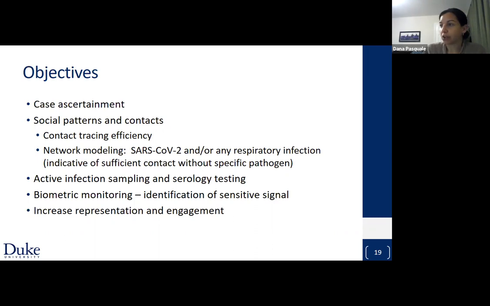In addition to that, we are conducting sampling for active infection. That means you're currently infected at the time that we sample you, and then also serology testing for antibodies. And then there is a biometric monitoring cohort through smartwatches for a subset of participants to see if it's possible to identify sensitive signals indicating early infection.